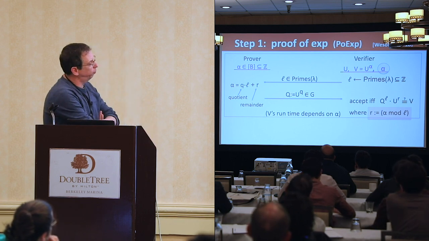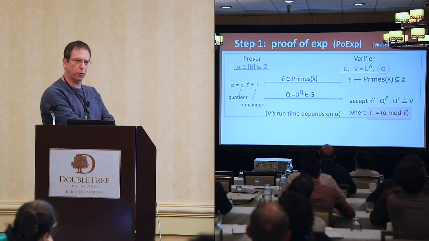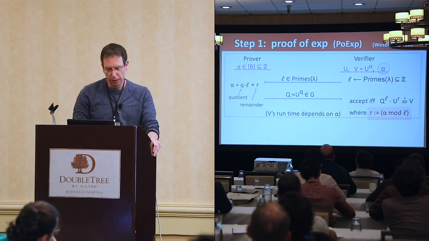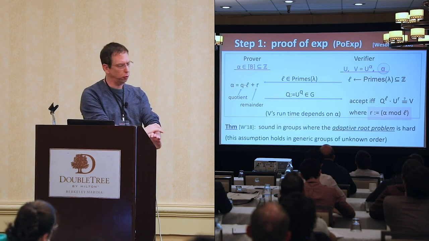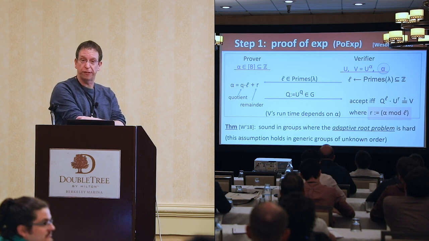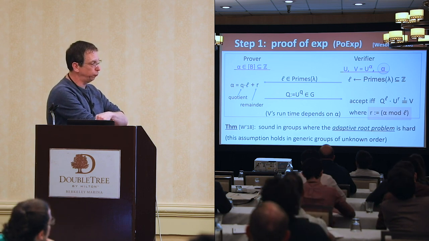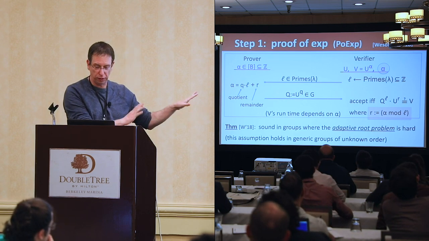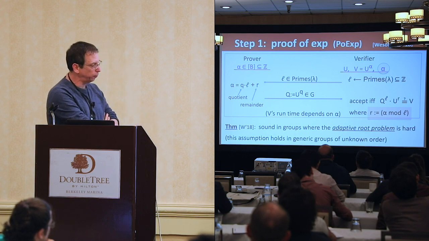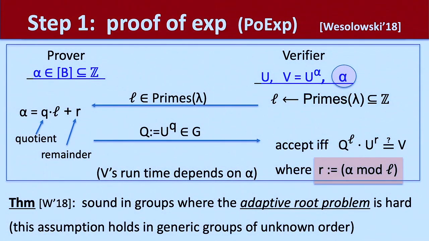Okay, so this is a pretty interesting protocol. What can we say about it? Is it sound? Is it secure? It turns out you can prove that this protocol is sound under a new type of assumption called the adaptive root problem. In the interest of time, I don't want to define the adaptive root problem. Since we're working with generic groups, I'll just say the adaptive root problem holds in generic groups of unknown order, so we'll take it as a given.